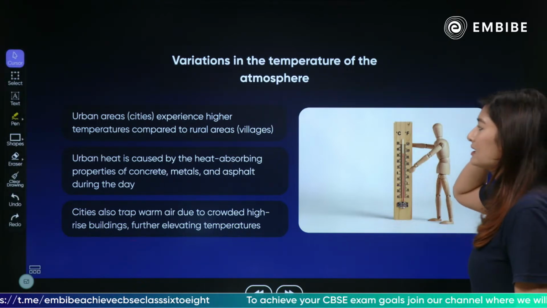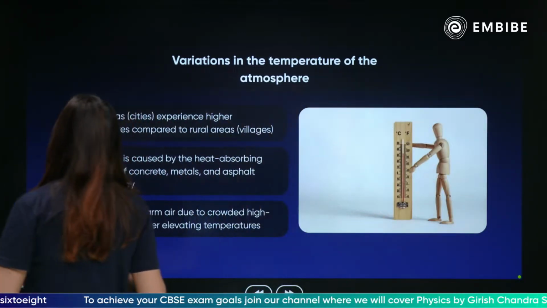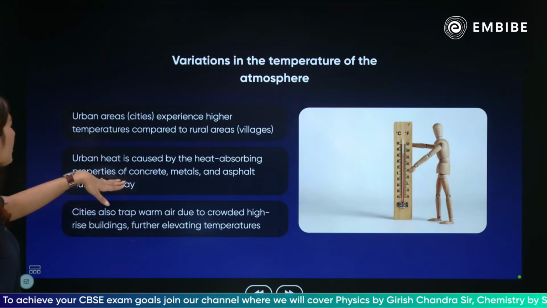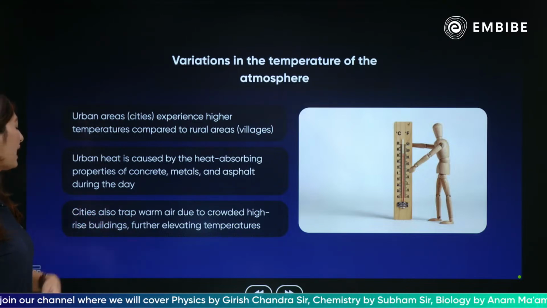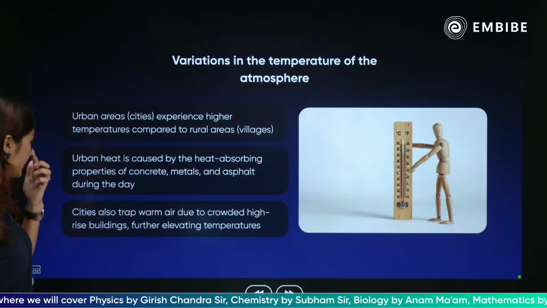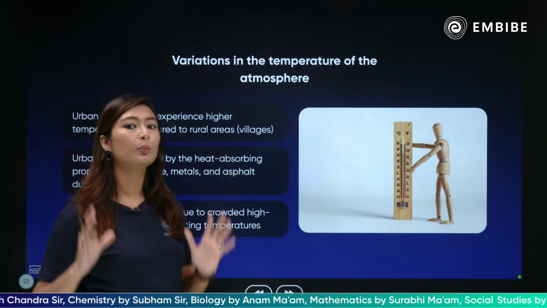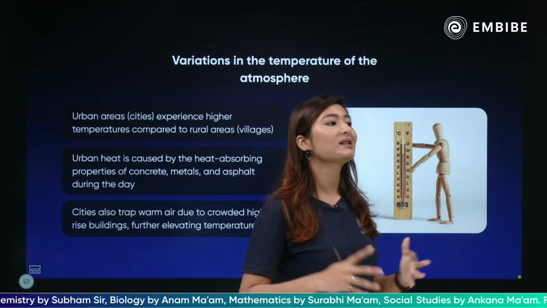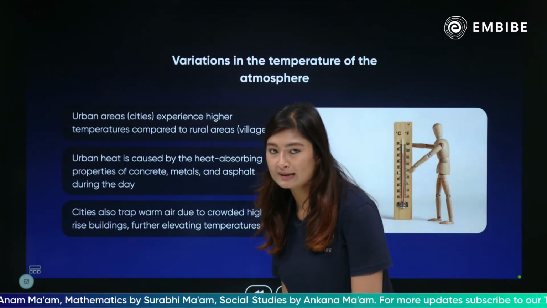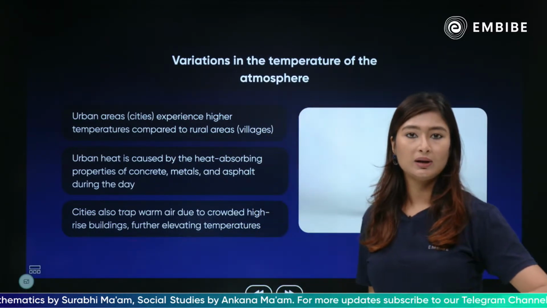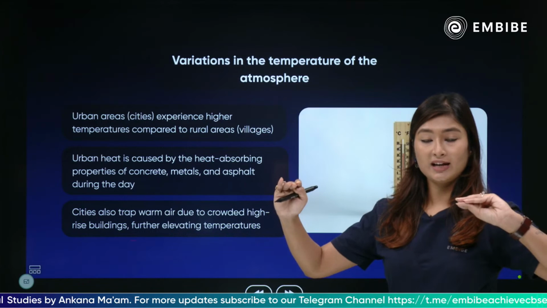Now, urban areas experience higher temperature compared to rural areas. Why? It's very simple. Urban heat is caused by heat absorbing properties of concrete, metal, asphalt during the day. Cities also trap warm air due to the crowded high-rise buildings, further elevating temperatures. So in cities, what do we see? We see more buildings, less trees, buildings blocking easy flow of wind, concrete roads, not grounds. But when a ground is there, it will heat slower, like the soil. But if there is cement concrete over there, it will heat faster.